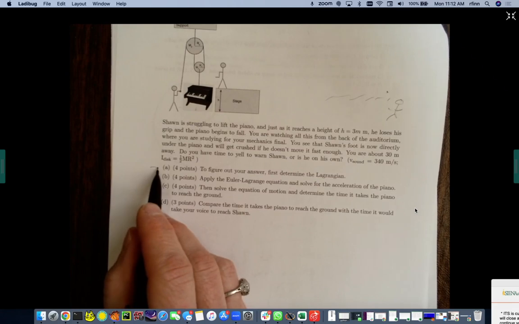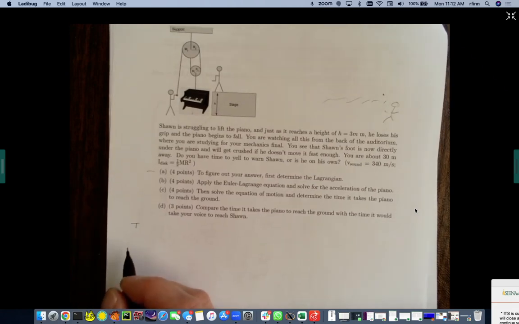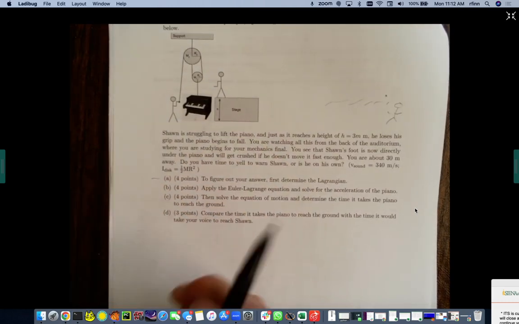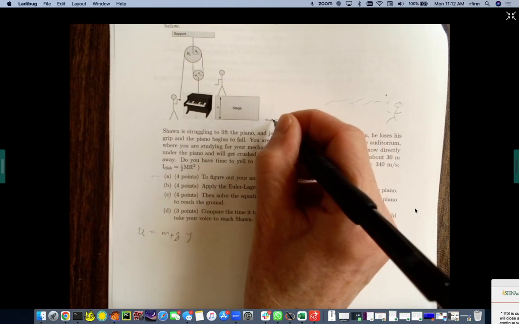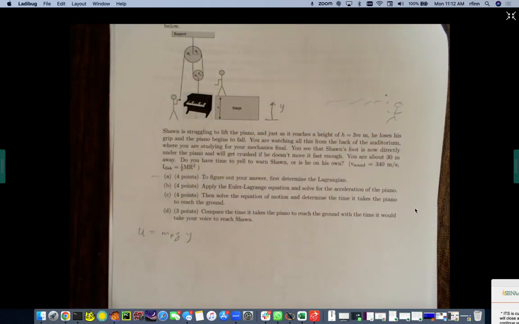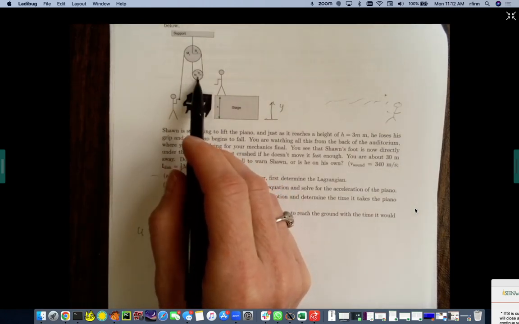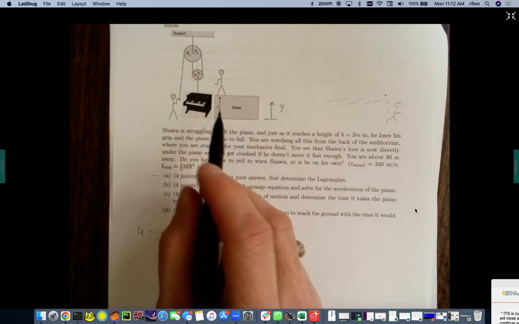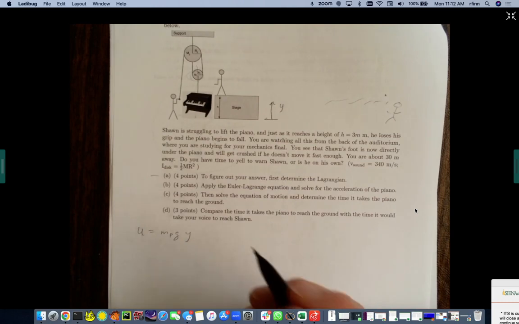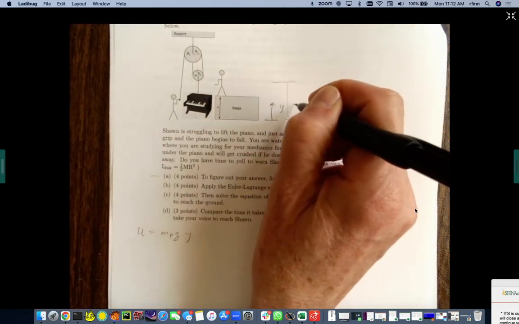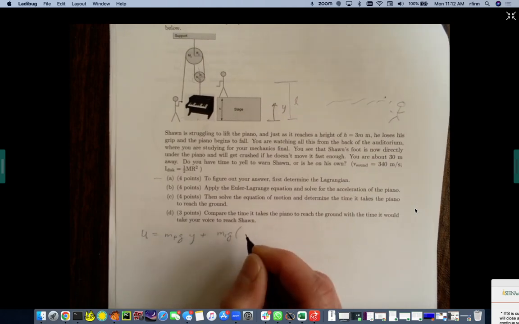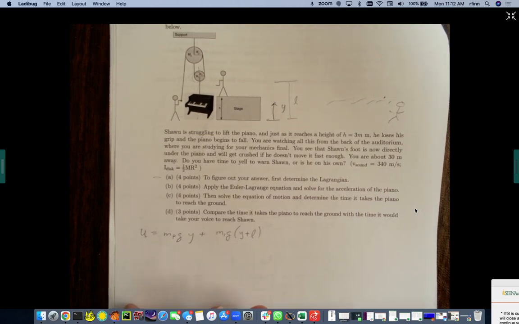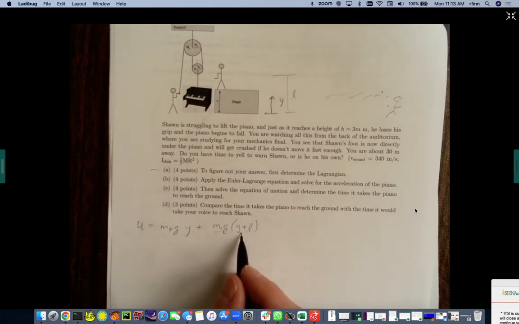All right, part A, let's first do the Lagrangian. We need our kinetic energy and our potential energy. Potential energy is a little easier, so let's do that first. We have the mass of the piano, g and y, where y is the height of the piano. Technically this pulley will also go up, but this height is going to cancel out when we plug into the Lagrangian. So we have m1 g times y plus L. If you left this off in the gravitational part, I didn't take off.